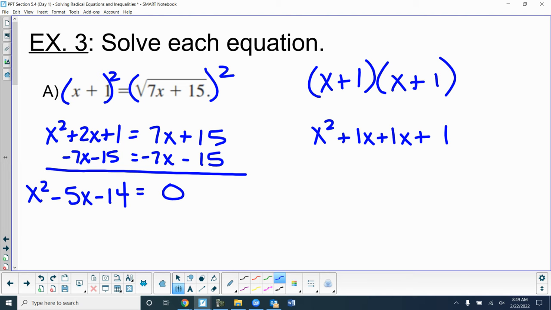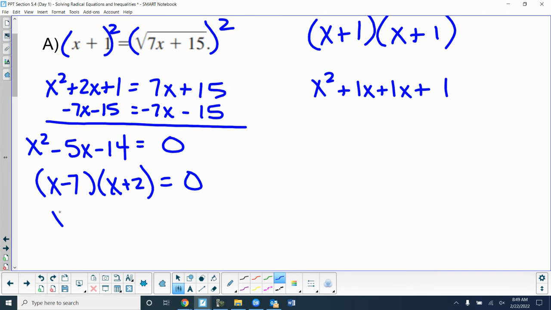All right? So how do you guys want to solve that? You want to factor? Do you want to graph it? Do you want to use the quadratic formula? Okay, AJ, what are the factors of negative 14 that add up to negative 5, if you want to do it? You were right, negative 7 and? What times negative 7 is negative 14? 2, right. Okay? So what are the two answers? 7 and negative 2. Right.